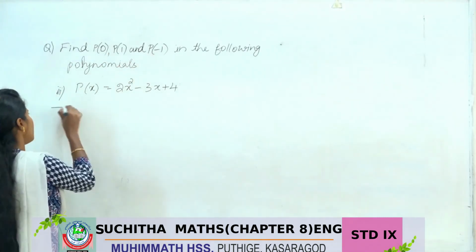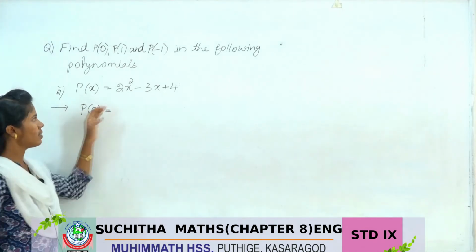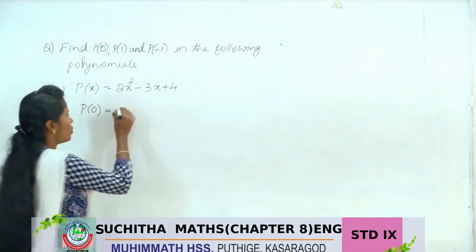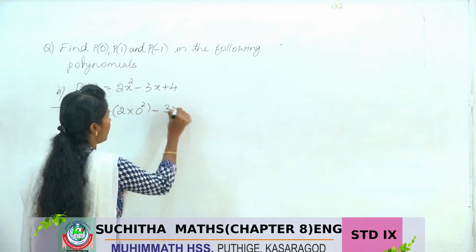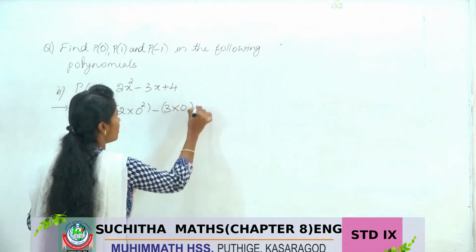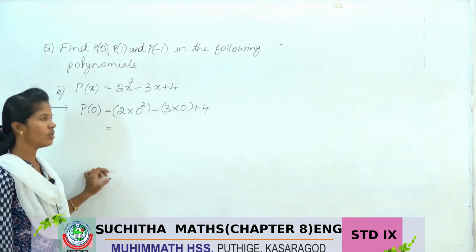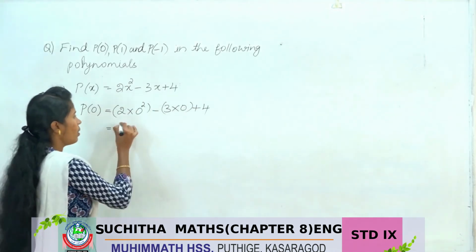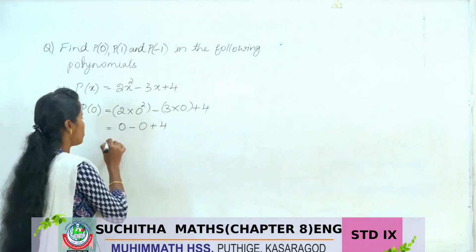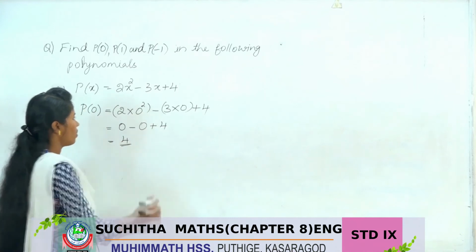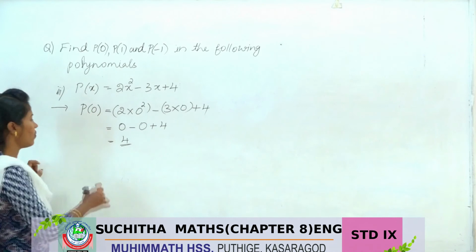Okay. So first find out P of 0. That is here x is 0. So 2 into 0 square minus 3 into 0 plus 4. So here 0 square is 0. 0 into 2 is 0. Minus 3 into 0 is 0 plus 4. So answer is 4. So P of 0 is equal to 4. Next one is P of 1.